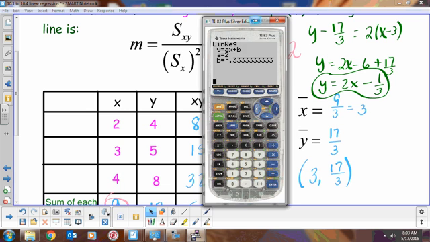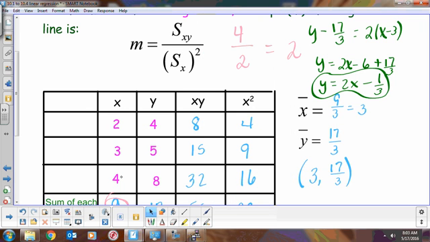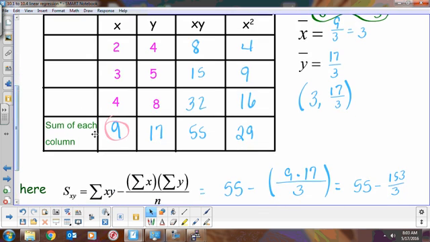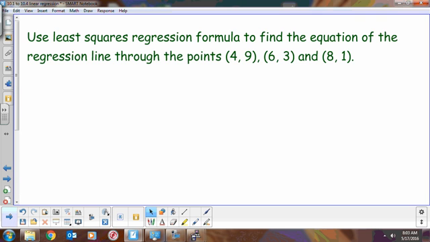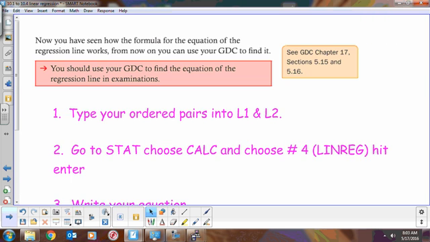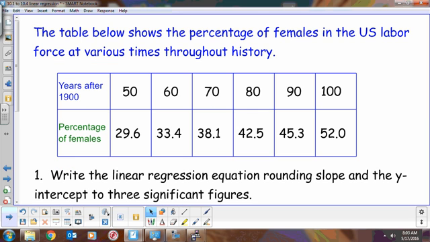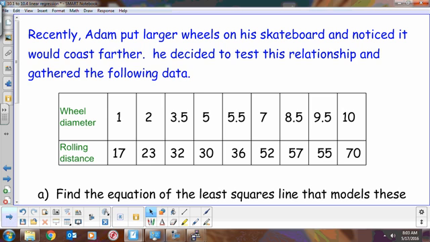Do you see how you can have Excel? You can type in one column, type in another, and in the next column tell it to multiply them. Next column, tell it to square the x's. You with me? Down here, you can tell it to sum your columns. So Excel is a great way to do it. Okay, so there's another practice. So we just did our graphing calculator.